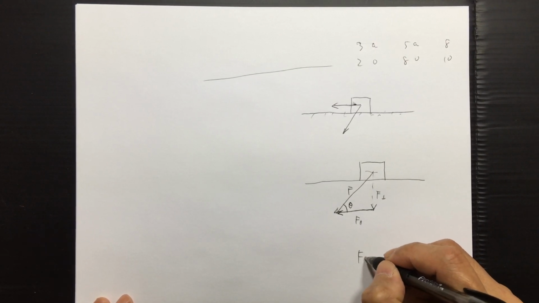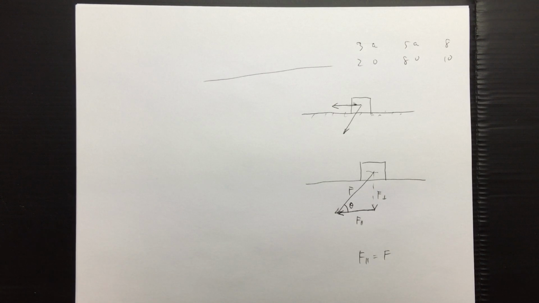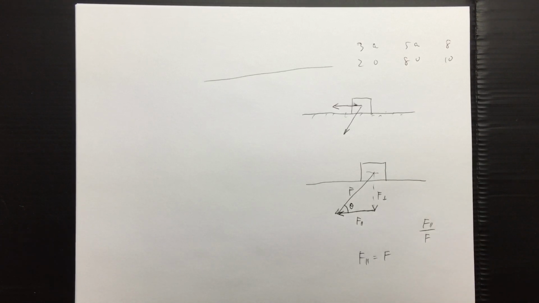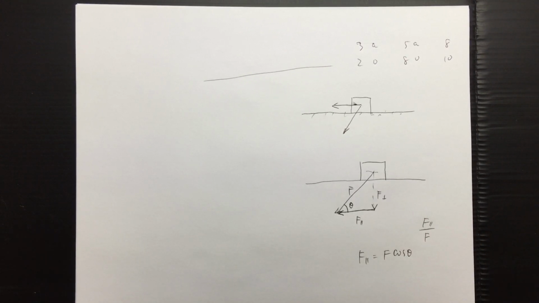The force parallel to the ground equals this force multiplied by what? What's the relationship between this force and this force, algebraically? Let's not do F squared minus F sub 1 squared. Do this: F parallel divided by F equals what? It equals cosine theta. Do you see it?